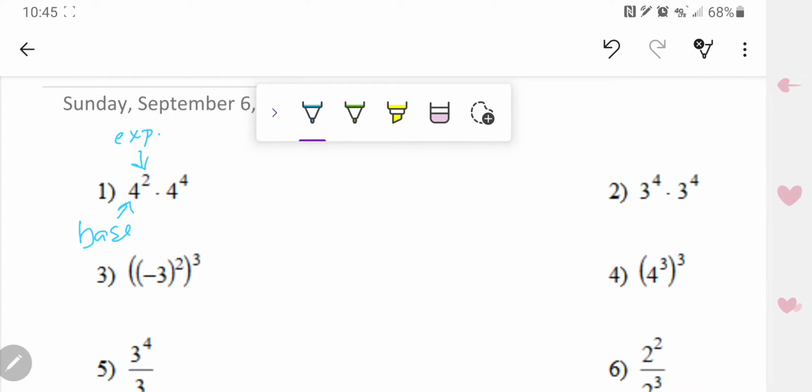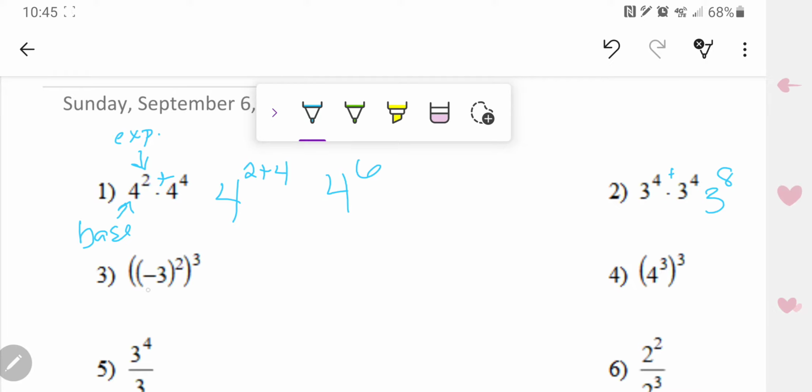So when you have two bases that are multiplied and they're the same, instead of multiplying, you add the exponents. So since I see multiplication, you do 2 plus 4, which is 6. So 4 to the 6th. This one over here is 4 plus 4 is 8, so 3 to the 8th. Remember, that only works if your bases are the same.